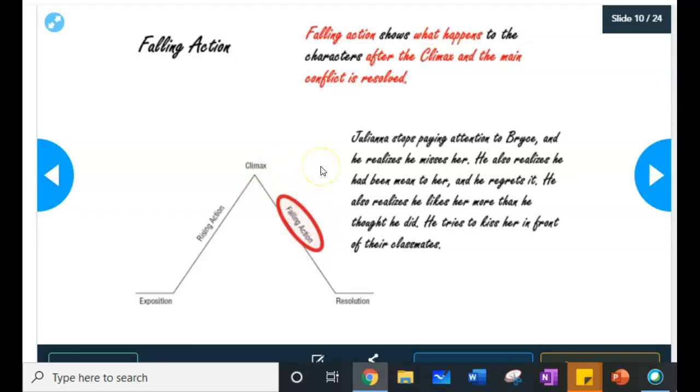And in our story, Juliana stops paying attention to Bryce, right? He realizes he misses her. He realizes he'd been mean to her. He regrets it. He realizes that he likes her more than he thought he did, and he tries to kiss her. He goes as far as to try and kiss her in front of their classmates. So during the falling action, there are still going to be some little hiccups that arise. Maybe some problems happen, but they're not anything major like what's happening in the rising action up to the climax. These are the little events that happen after the fallout from the main turning point of the story, before we can get some kind of clear ending.